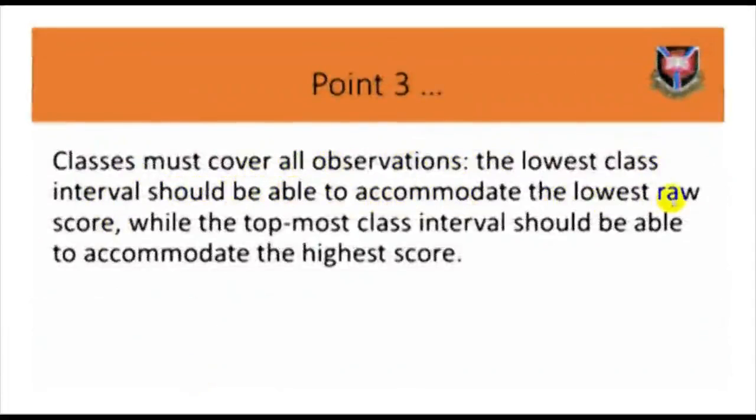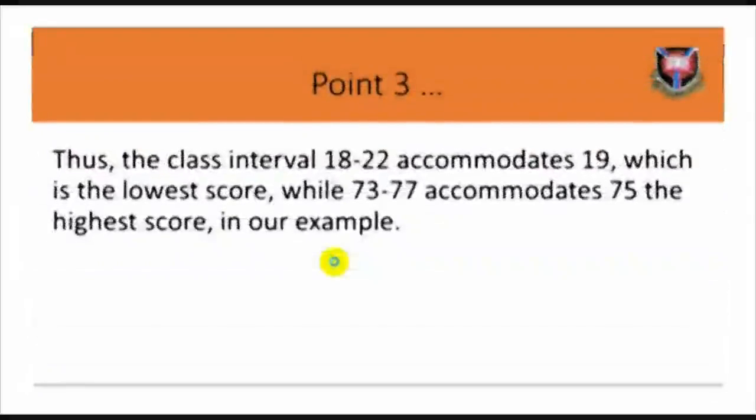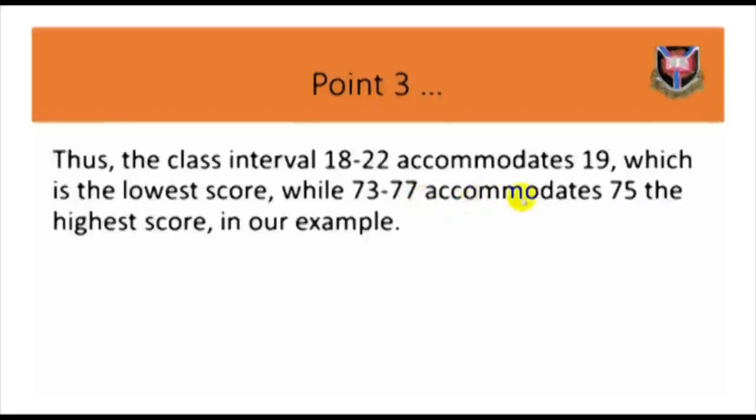C. Classes must also be collectively exhaustive, that is, they should cover all observations. To ensure this, the lowest class interval should be able to accommodate the lowest raw score, while the topmost class interval should be able to accommodate the highest score. Thus, the class interval 18 to 22 accommodates 19, which is the lowest score, while 73 to 77 accommodates 75, which is the highest score in our example.